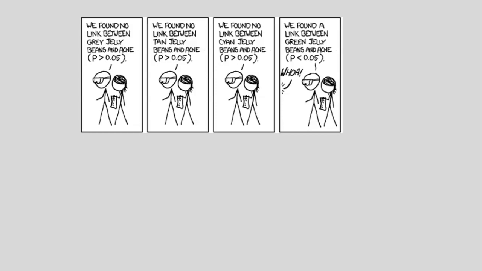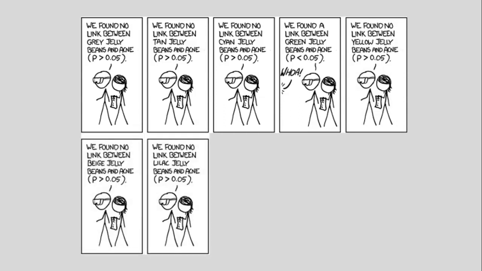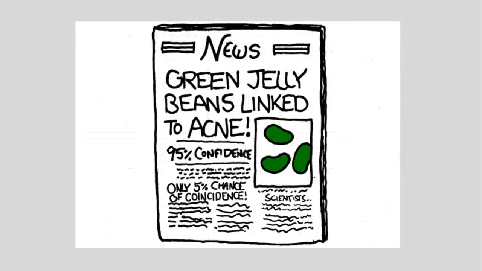And they continue, finding no link between acne and yellow jelly beans, nor with beige, lilac, black, peach, or orange jelly beans. So what comes of all this? A result that would make anyone who understands p-values hang his head in shame. But in comic form it just makes us laugh with rueful recognition. A scientific article gets published which makes no mention of any of the 19 insignificant results. This article ultimately gets filtered all the way down to the level of the mainstream media until we see in the news, "Green jelly beans linked to acne."